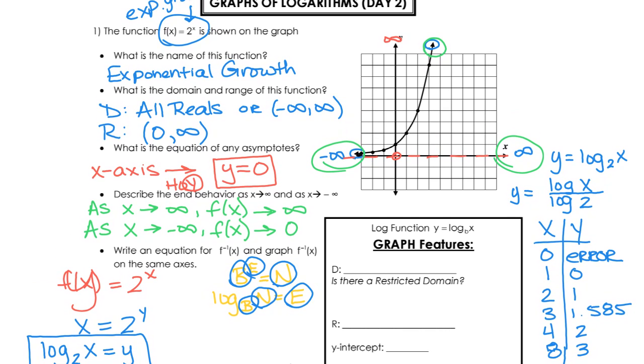Okay, so we'll go back up a little bit and we'll go ahead and graph those points. So 0 has an error. Well, we can't graph that. All right, but what that means is that there won't be any points on our y-axis. Okay, 1, 0, we can graph that. 2, 1, 3, and 1.5. So maybe like right here. 4 goes with 2, and 8 goes with 3. So 1, 2, 3, 4, 5, 6, 7, 8, 1, 2, 3.